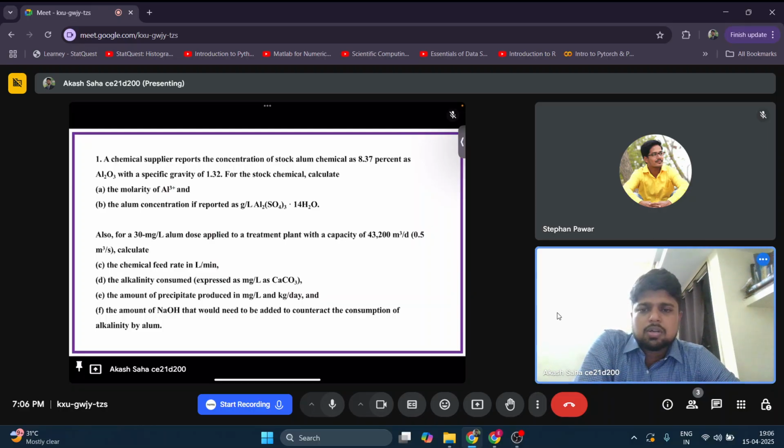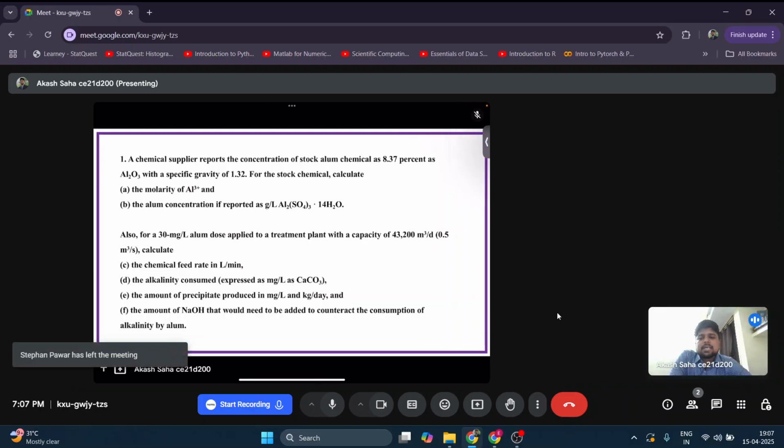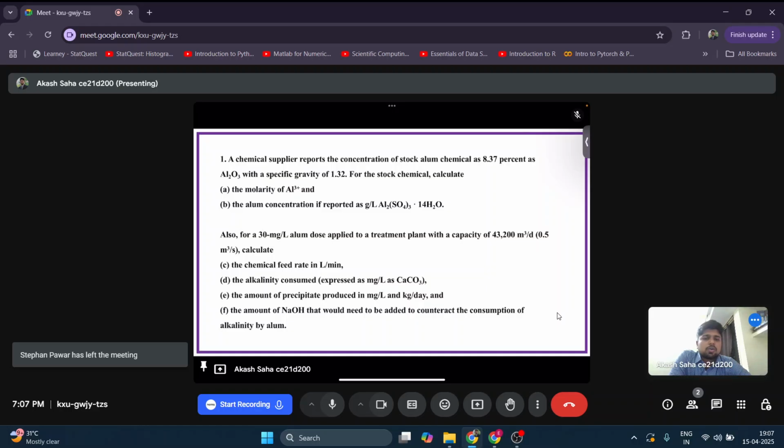I'll give you some time to go through the problem again, and then I will give you the solution. Maybe you can try out the first few parts, and then we'll see how to solve it fully. All these subparts can be asked individually as an MCQ problem. They may give you the concentration and ask what the alkalinity consumed will be. There you have to know the equation of alum, the reaction. With the help of that reaction, you will be able to find the alkalinity consumed and the precipitate that has been formed.